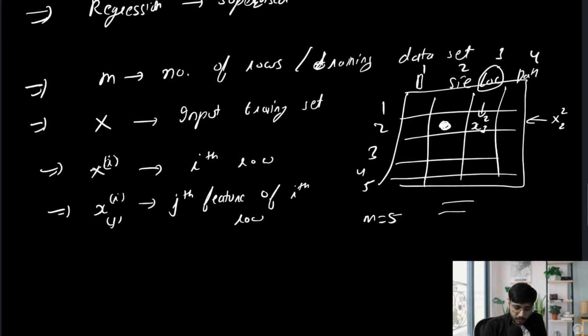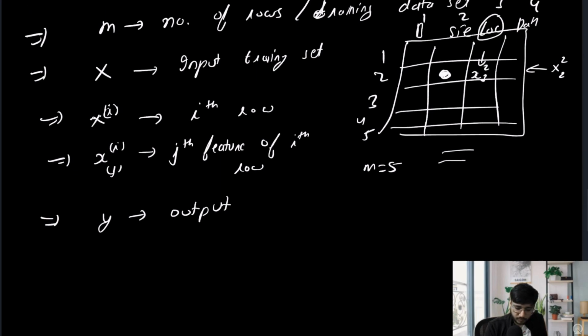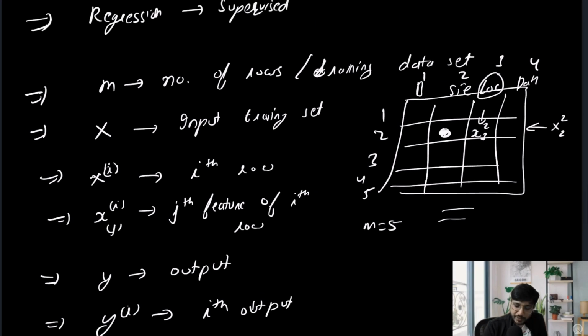And then similarly, we have a y that represents output. If you annotate it with yi, then it represents the ith output. So basically for each corresponding row, you would have a price, right? You would have a price for each corresponding row. So this is represented by y5 because this is the output of the fifth row.